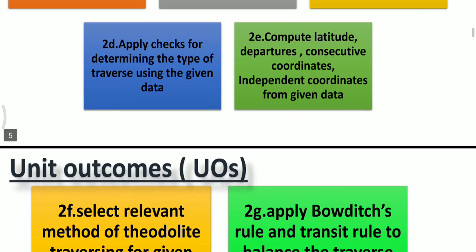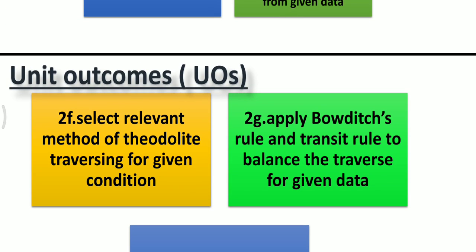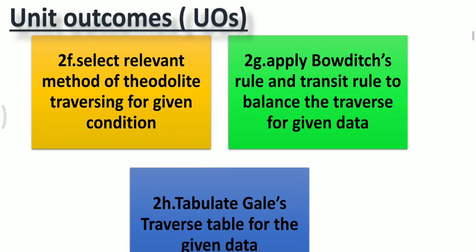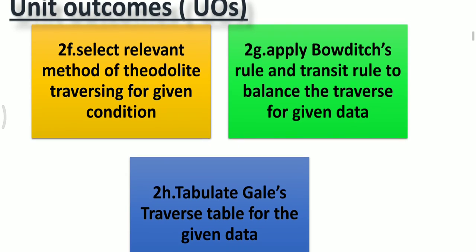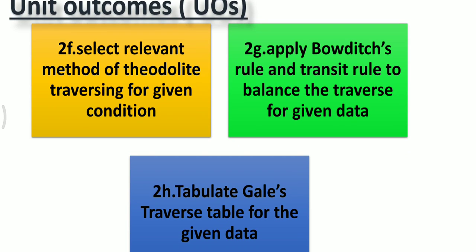Next, the unit outcome is to select the relevant method of theodolite traversing for given conditions. When we study this unit number 2 of theodolite traversing, we are able to choose the method of theodolite traversing for given conditions. Next, apply Bowditch rule and transit rule to balance the traverse for given data.